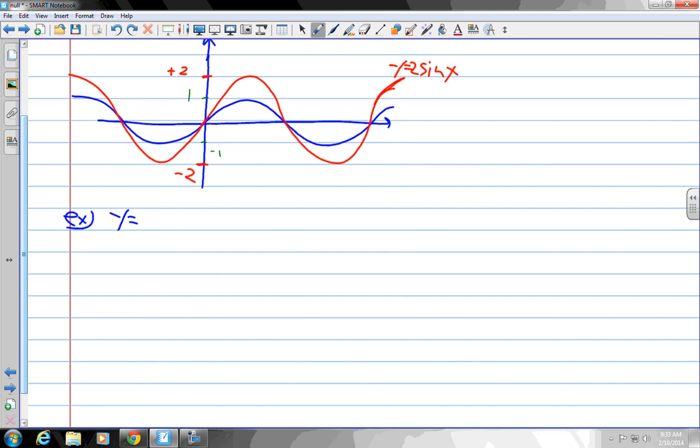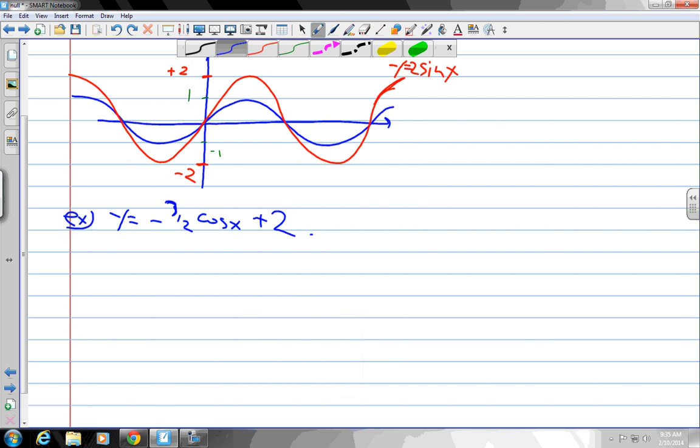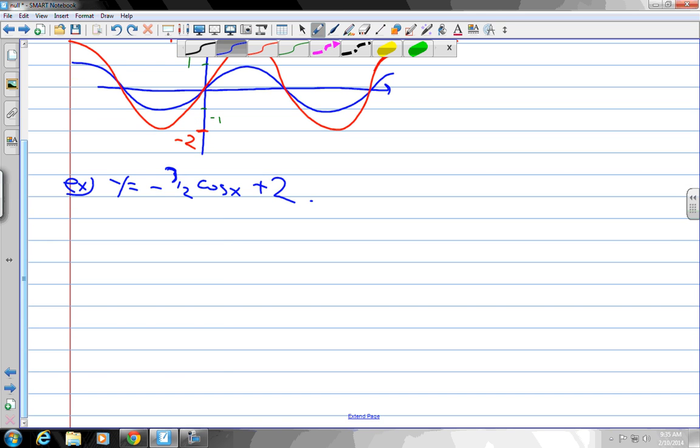How about y equals -3/2 cosine x plus 2? Try that one. So we're combining two transformations. I'm giving you the value of a and the value of d. So I have a and d together in there. So are we getting anything good? Good enough? What does that mean?